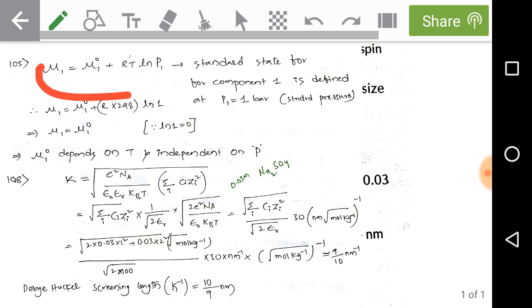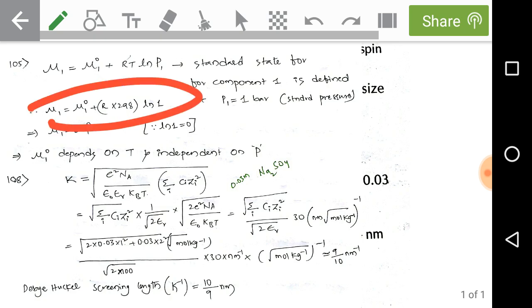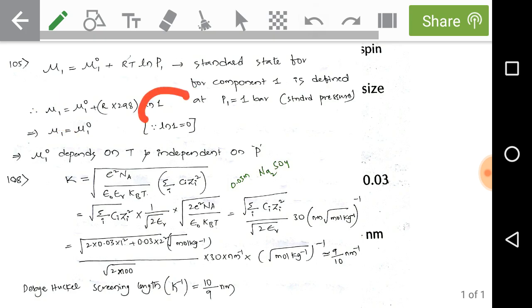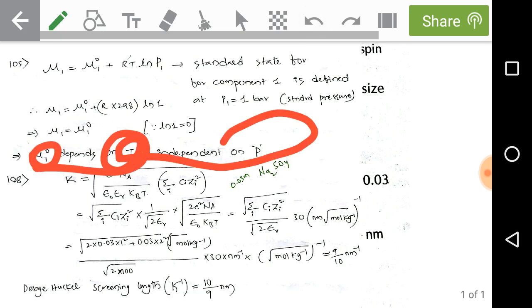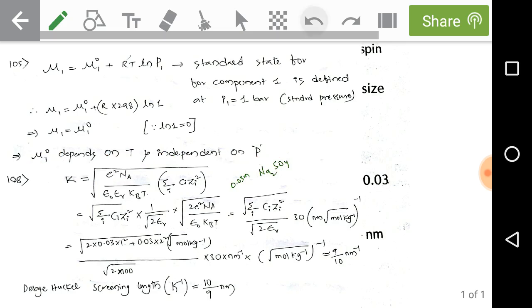Here mu1 equals mu1 0 plus RT ln P1, which is given in the problem, and that indicates that the standard state for one component is defined at pressure P1 equals 1 bar, that is the standard pressure. Now mu1 equals mu1 0 plus R into the temperature 25 degrees centigrade, that means 298 Kelvin, ln P, where the standard pressure equals 1 bar, that is ln 1, and we know that ln 1 equals 0, so mu1 equals mu1 0. So mu1 0 depends on temperature and is independent of pressure.